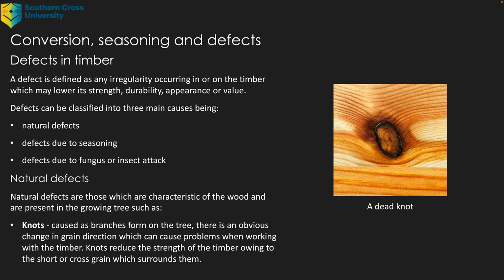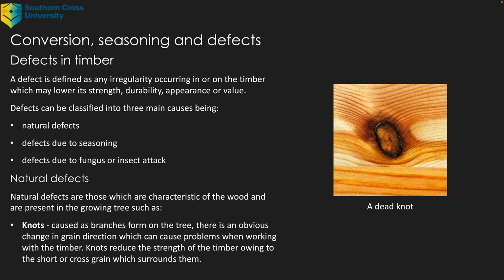Some timbers have them quite prominently. Radiata pine is a really good example. We've all seen knots in pine in particular. Knots are caused as branches form on the tree. There's an obvious change in grain direction, which can cause problems when working with the timber. Knots can also reduce the strength of the timber owing to the short or cross grain which surrounds them. So basically, you've got a very distinct difference in the direction of the grain.